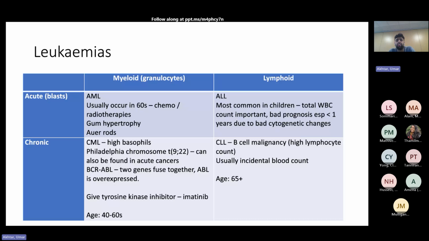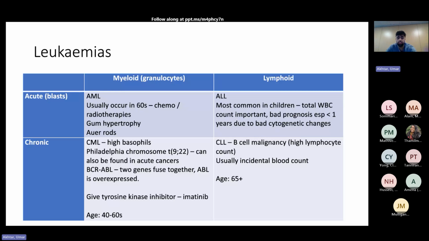So AML is normally in people in their 60s. Gum hypertrophy and Auer rods are the things to be looking for in your SBA about that. Then acute lymphoblastic leukemia is most common in children. Especially when you're seeing a child presenting with different rashes or platelet disorders, ALL should be at the top of your mind, especially in kids with easy bruising. Sometimes it can have a bad prognosis, but overall it's not. There are good treatments for it in children.